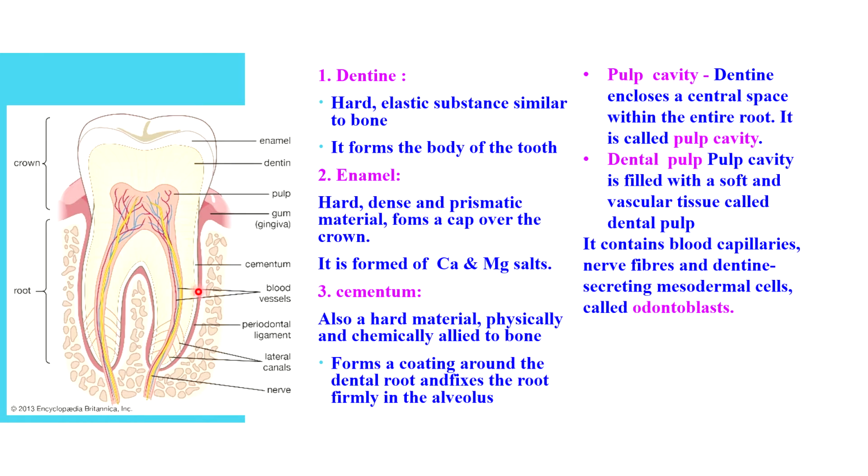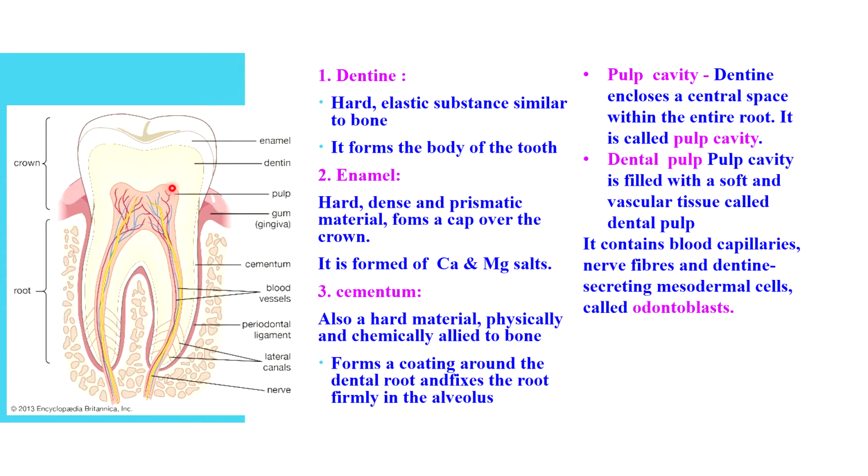Then the cementum is also a hard material, physically and chemically allied to bone, and it forms a coating around the dental root and fixes the root firmly in the alveolus. So the cement is used for fixing the root firmly in the alveolus.